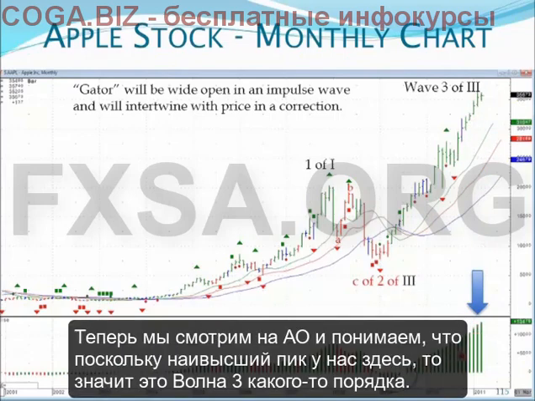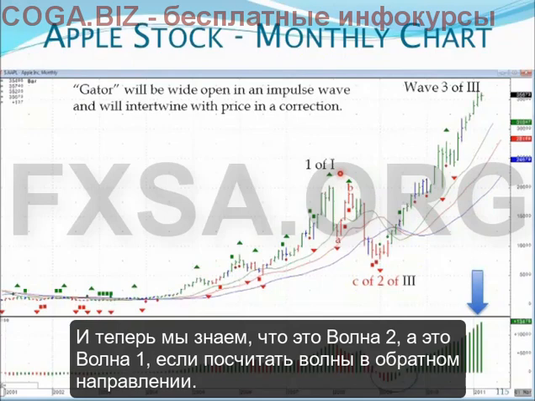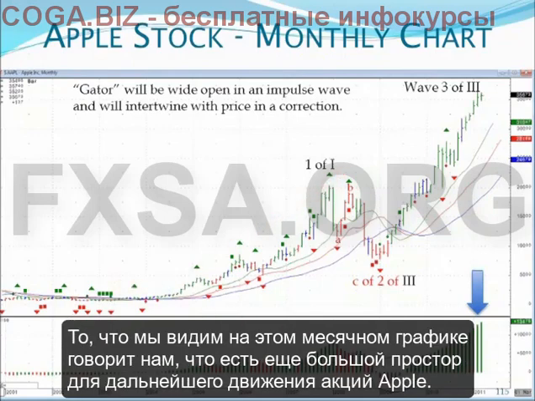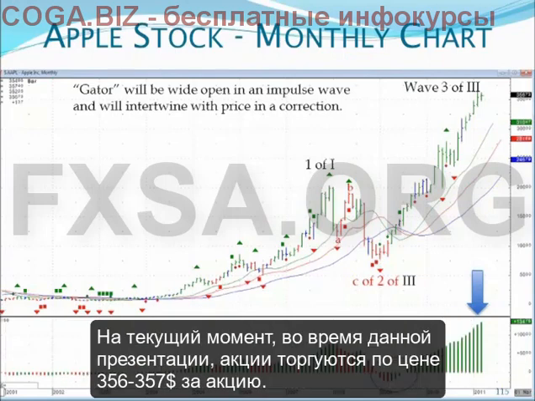Now we're looking at the AO. We know because the tallest peak is here that this is our wave 3 of some degree. We know this has to be wave 2, and this would be wave 1, being able to count backwards. So being that this is a monthly chart, what this is telling us is that there's a lot of room for Apple to go here. Currently, at the time of this presentation, it was trading at about $356 a share, almost $357.